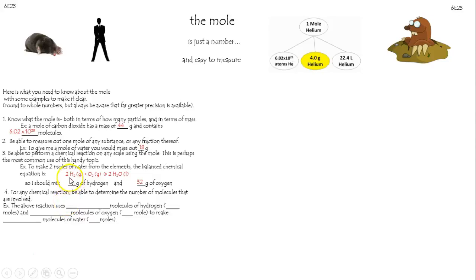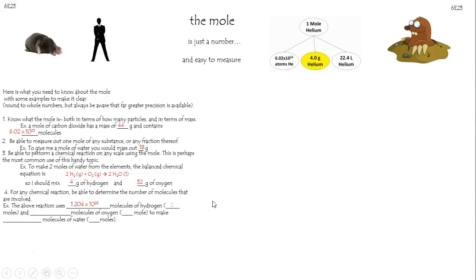We should also be able to figure out how many molecules are involved. That reaction there, it required 2 moles of hydrogen, so that's 2 times Avogadro's number. 2 times 6 times 10 to the 23rd is 12 times 10 to the 23rd, which is 1.2 times 10 to the 24th. Typo, that's a typo right there. Do you see it? Make sure you recognize that. That should be to the 24th.